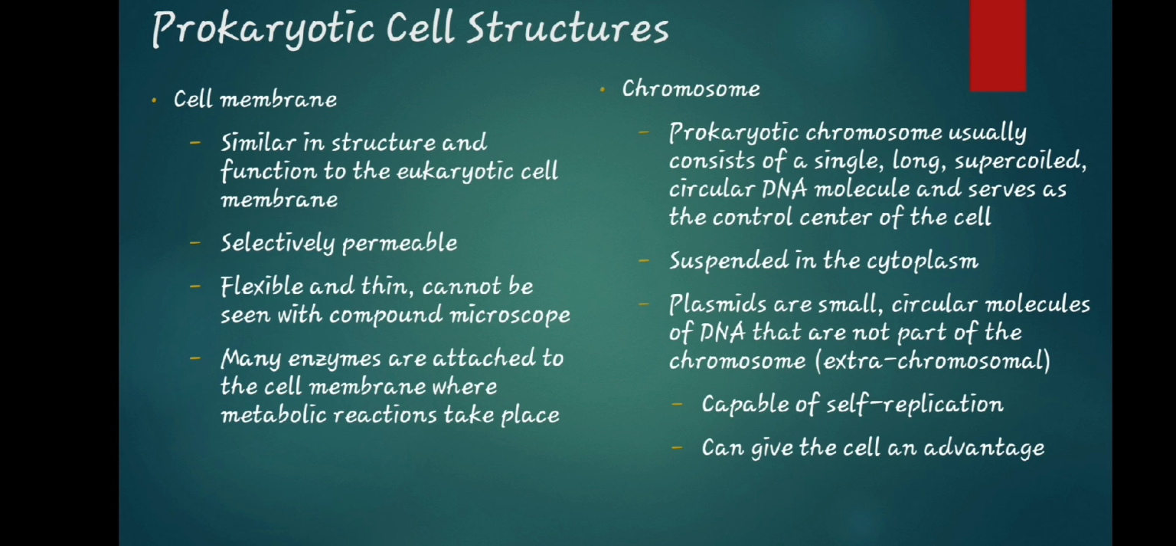The first part of the prokaryotic cell is the cell membrane. The cell membrane in the prokaryotic cell and in the eukaryotic cell are the same. The cell membrane is flexible and thin and cannot be seen with a compound microscope. Next to the cell membrane is chromosome. It consists of a single long and supercoiled circular DNA molecule which serves as the control center. Also, the chromosome is capable of duplicating itself, guiding cell division, and directing cellular activities.